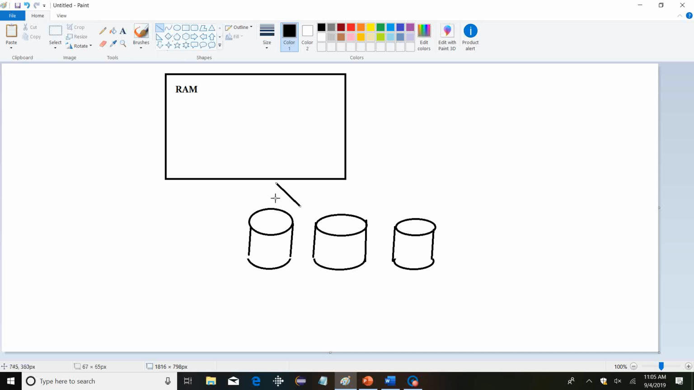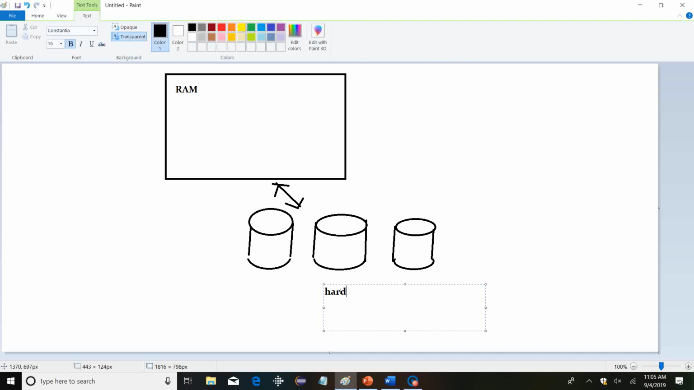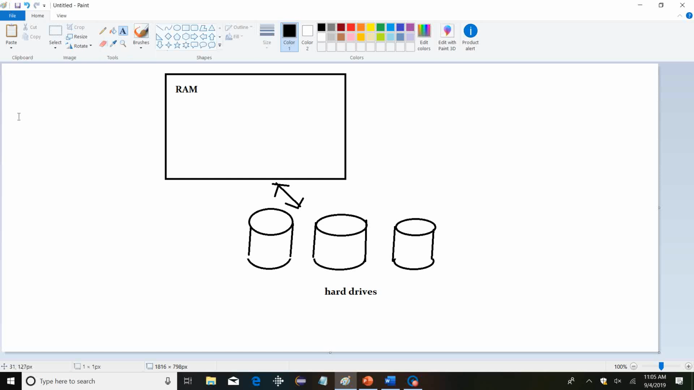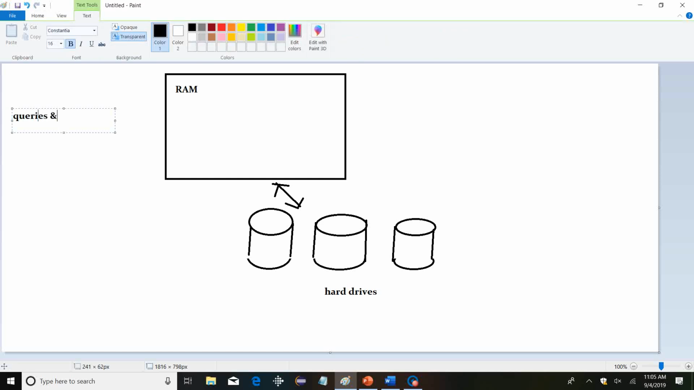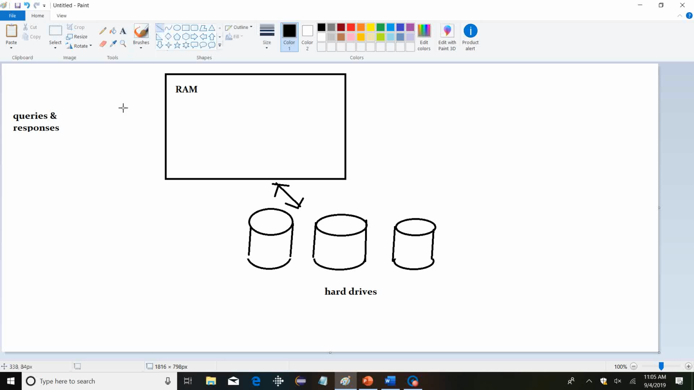Okay, so we'll draw an arrow. We've got some back and forth going on there. We've got hard drives down here. And then queries and responses. Basically, people asking for data, people getting data back.